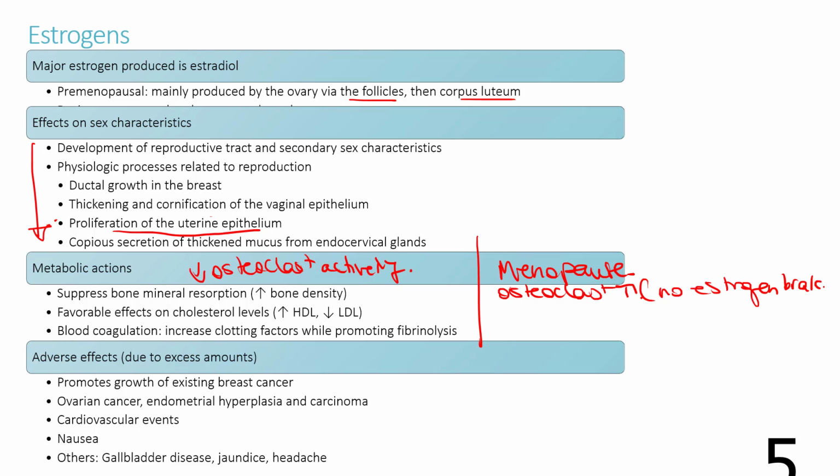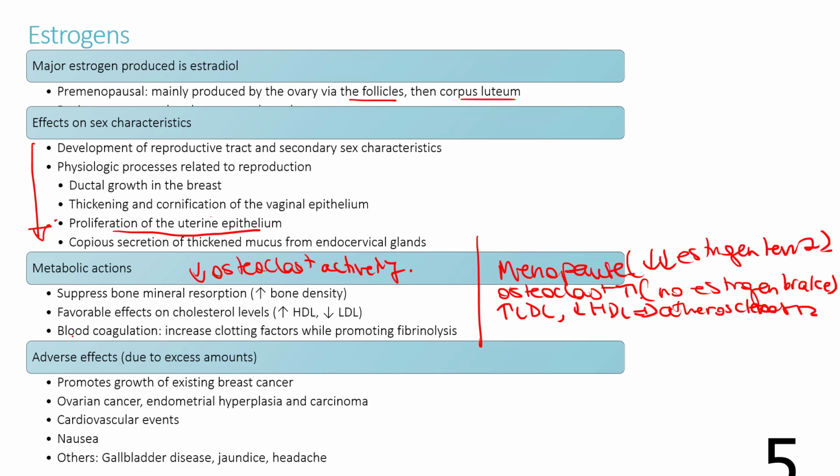Right? There's no estrogen to put a brake on the osteoclast activity. It also has shown to have favorable effects on cholesterol, and that's why with menopause, when you have a decrease in estrogen levels, you have an increase in LDLs and a decrease in HDLs, and that can lead to atherosclerosis and all its attendant effects.